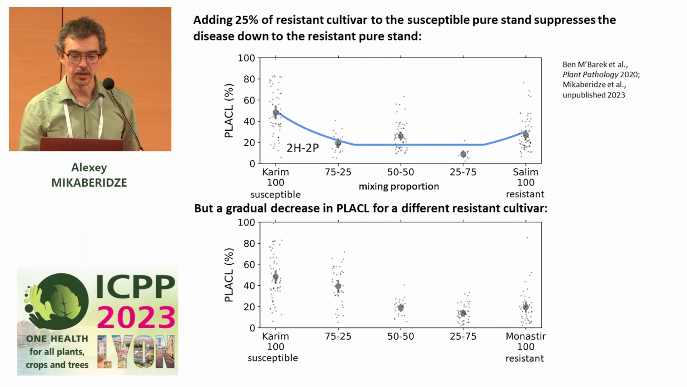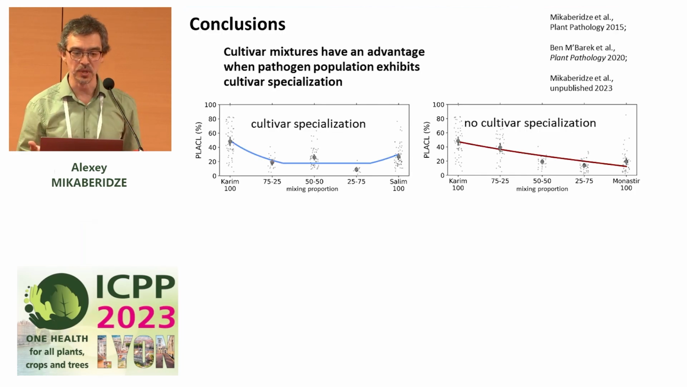So the conclusion is essentially that cultivar mixtures have an advantage when the pathogen population exhibits cultivar specialization.